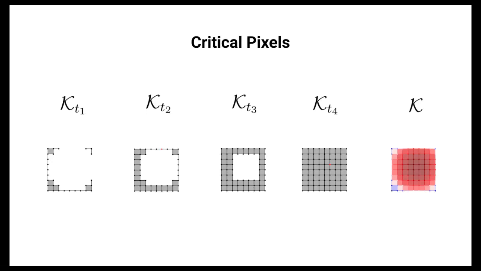Thanks to the topological formulation of critical points, the notion can be directly extended to discrete structures. We say that a pixel is critical if its value corresponds to a topological change in the sublevel set filtration. In the example shown in the slides, at time t2, we find a critical pixel corresponding to a saddle point, since it creates a new hole. And at time t4, we find a critical pixel corresponding to a maximum, because it fills the hole.